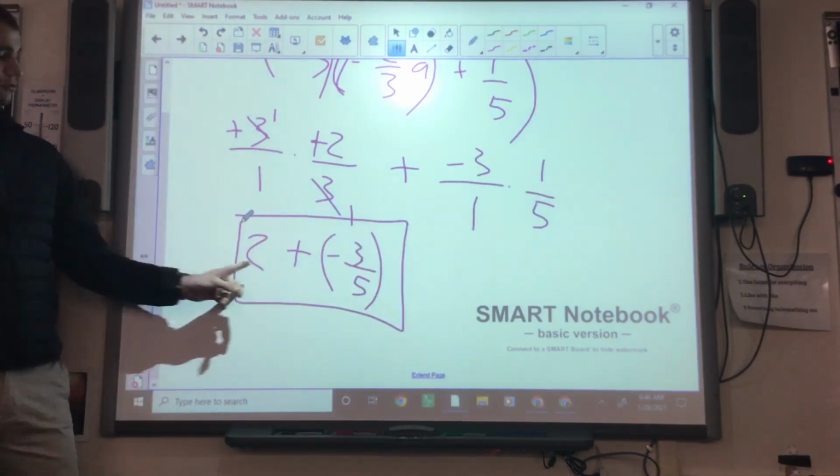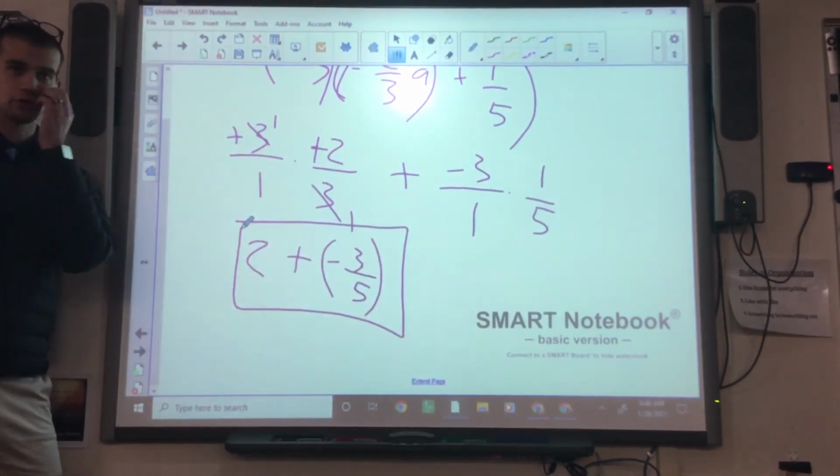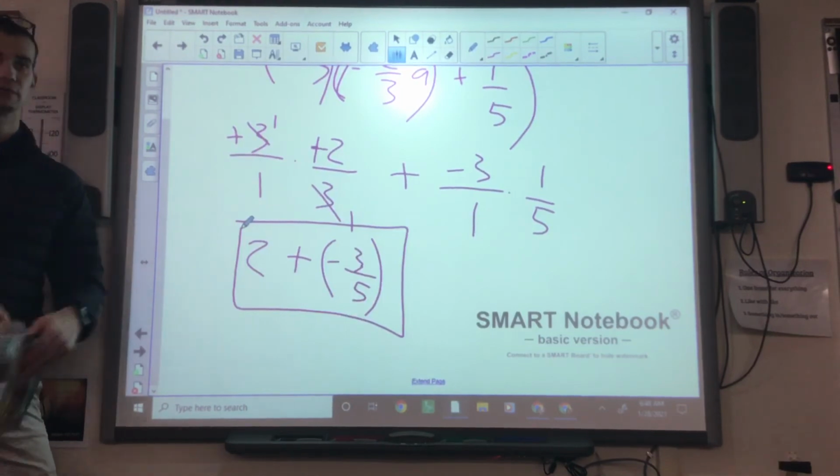Yes, you could switch this to subtracting 3 over 5, or you can keep it as adding negative 3 fifths. Either one works.